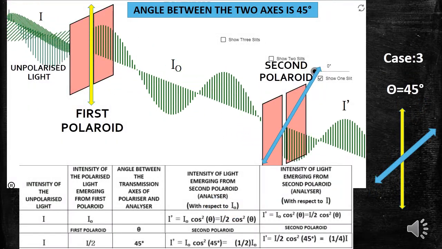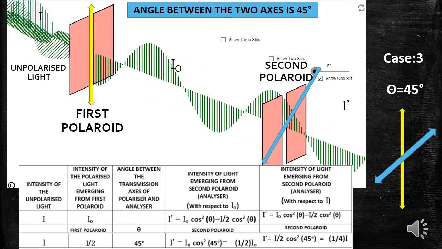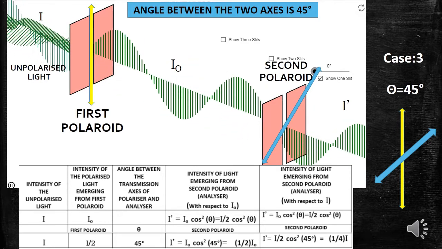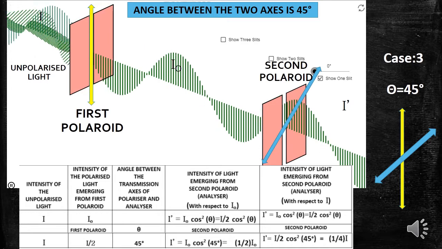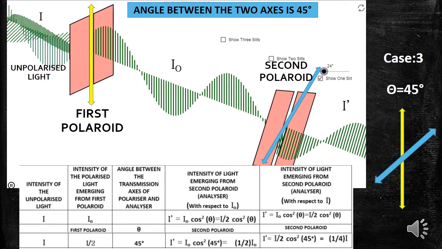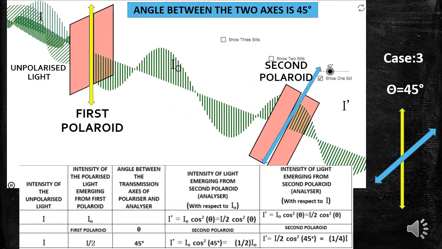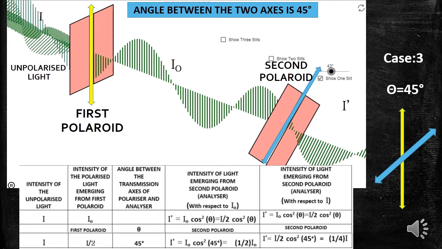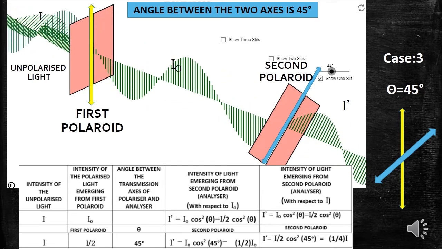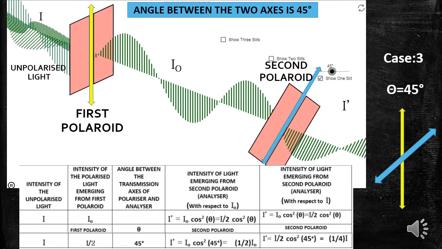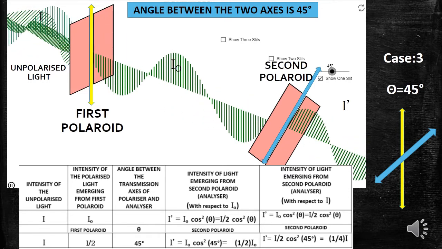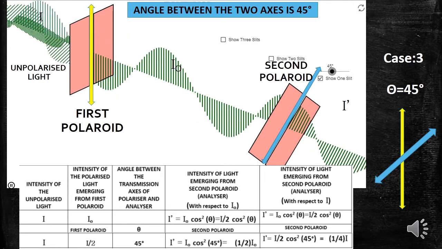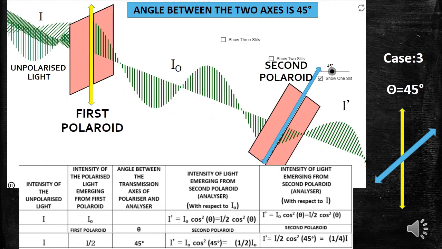Now I am going to turn the second Polaroid through an angle of 45 degree. You just observe the intensity of the light which emerges out from the second Polaroid. Slowly I am rotating the second Polaroid through an angle of 45 degree. Observe it. The amplitude of the light which comes out from the second Polaroid decreases, and the intensity also is decreased. Now the angle between the transmission axis of the first Polaroid and second Polaroid is how much? 45 degree.